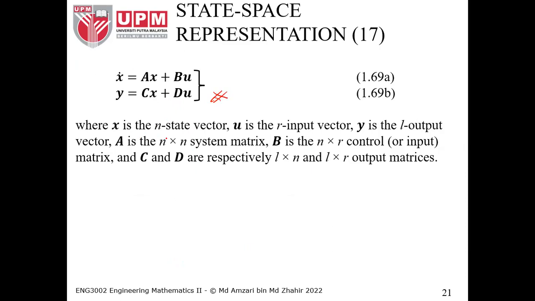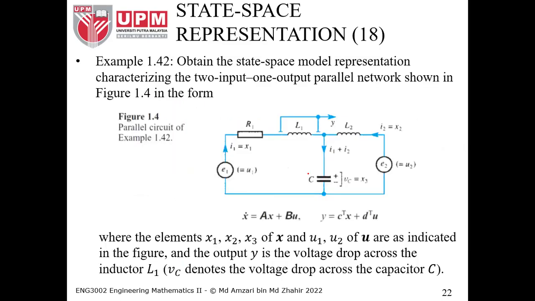Here x is a state vector, u is the r-input vector, and y is the l-output vector. A is the matrix from just now, B is the n by r control input matrix, and C and D are l times n and l times r respectively. Okay, so this is an example.